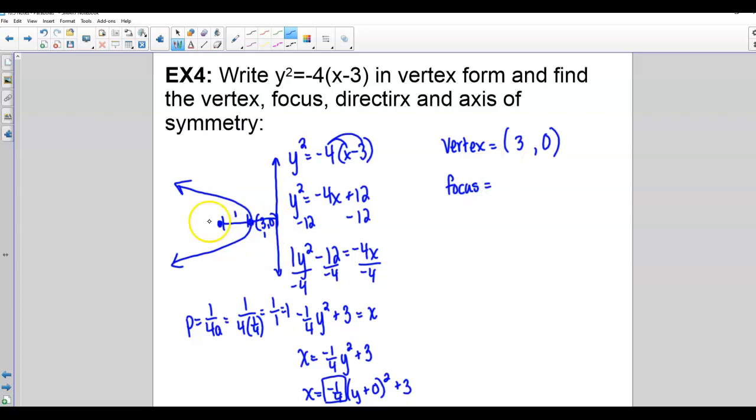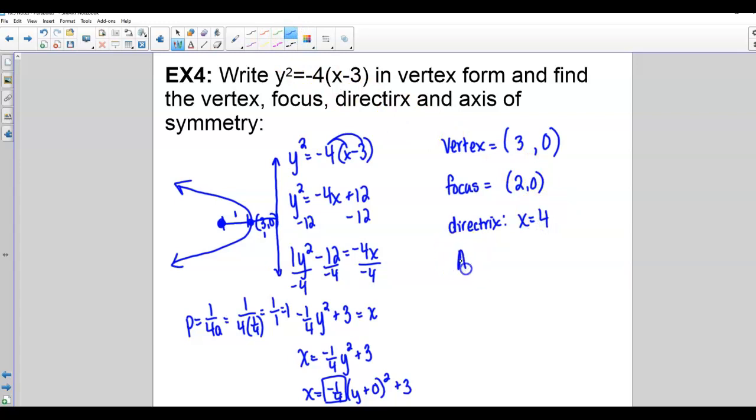For the focus, we need to move to the left one, which is going to change the x-coordinate. When you move left or right, it changes the x-coordinate. So we need to subtract 1 from that 3, so we would get 2, 0. Those would be our coordinates of our focus. Our directrix is a vertical line, which means we're going to have x equals, and then right here at the vertex, your x-coordinate is 3. If you move to the right one, your x-coordinate there will be 4. So we will have a directrix of x equals 4.